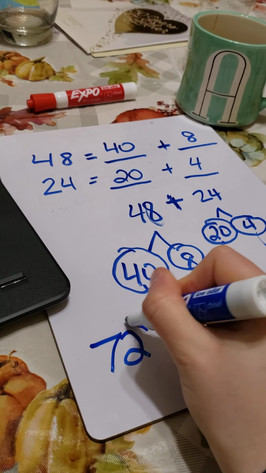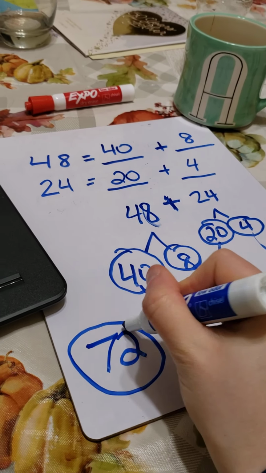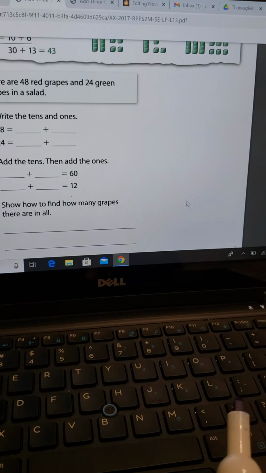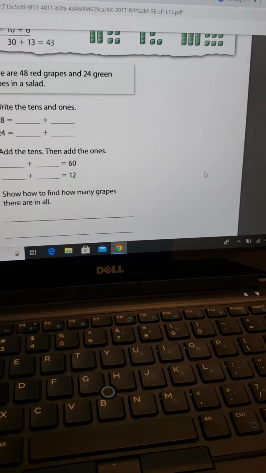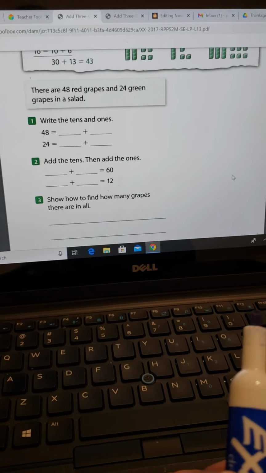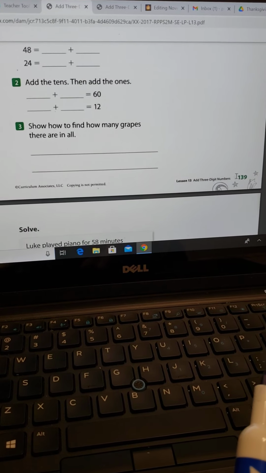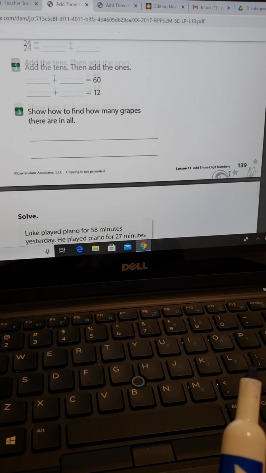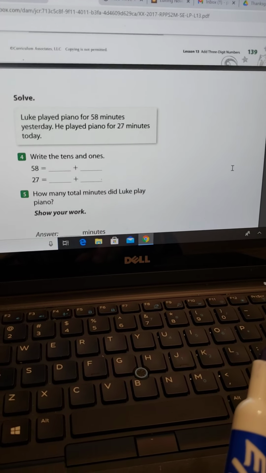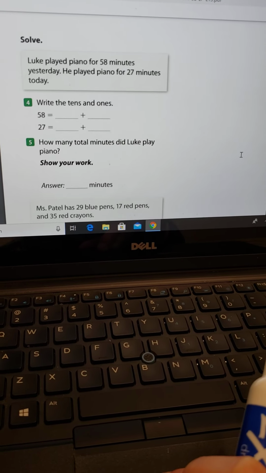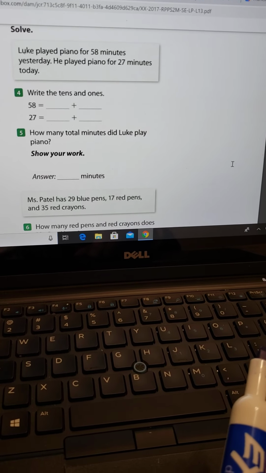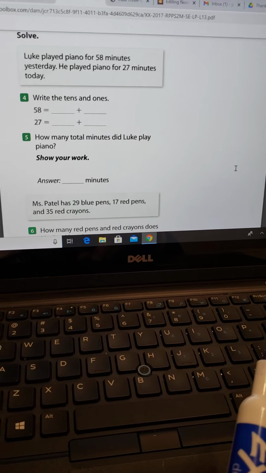My answer is 72. All right, so I want you to write 72 somewhere out here in this white space and circle it for me so that I know you have the right answer. Okay, friends? All right, that was page 139. If you turn the page to 140, you're going to do the exact same thing that we just did together.